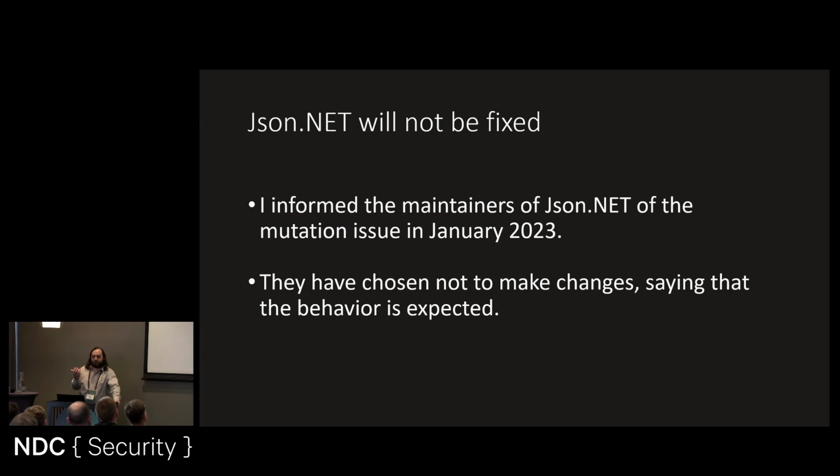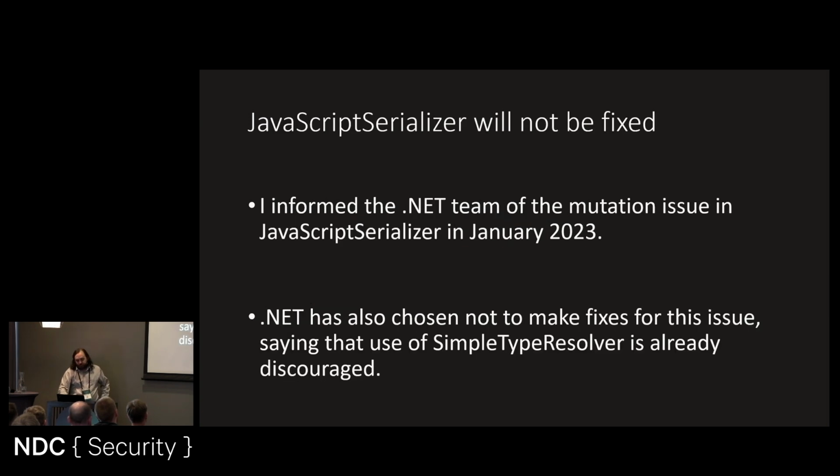JSON.NET, because JSON.NET itself has this mutation issue, won't be fixed. I talked to James Newton-King, who is the maintainer of JSON.NET. He actually works for Microsoft now. He said it's essentially supposed to do that. Don't use JSON.NET to serialize with unsafe settings if any user data could be going in there at all. So that mutation is just going to stick. That's just how JSON.NET is going to work. JavaScriptSerializer won't be fixed. The .NET folks said don't use SimpleTypeResolver with JavaScriptSerializer, essentially. So they're not going to fix this. If you're using JavaScriptSerializer with SimpleTypeResolver, don't. You've almost certainly got RCE vulnerabilities.